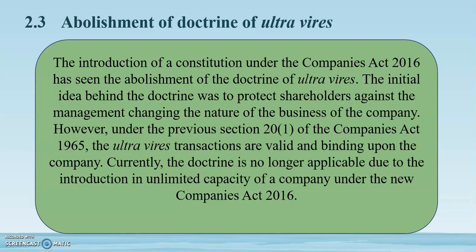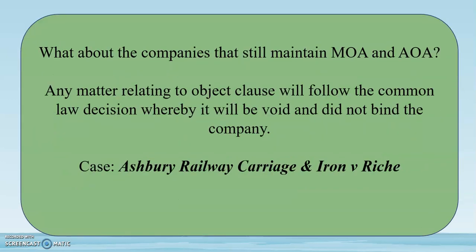With this Companies Act 2016, there's no more doctrine of ultra vires by right. Previously there was section 20 subsection 1 of the Companies Act 1965. They validated the ultra vires transaction. So now if the company still maintains the MOA and AOA, any matters relating to the object clause will follow the common law decision. So if you go beyond your own object clause, that particular business transaction will be void and will not bind the company.